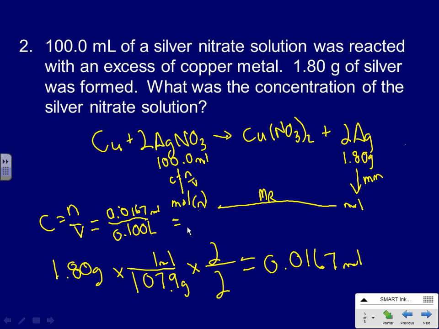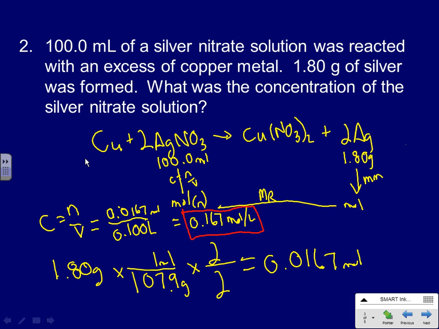If you keep the number in your calculator, all you're doing is dividing by 0.1 equals, TJ? 0.167 moles per liter. And my answer is hiding in the middle here. That's my final answer there, hiding in the middle, because I had to do a couple of little calculations there.